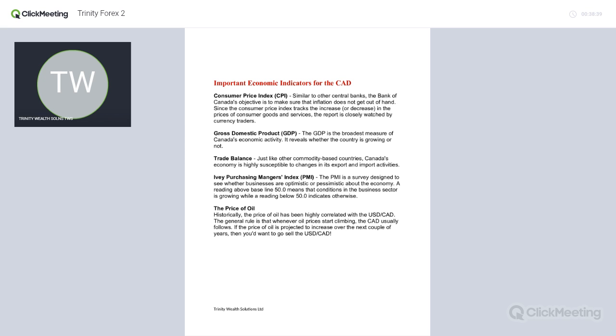Then the price of oil. Historically, the price of oil has been highly correlated with the USD/CAD. The general rule is that whenever oil prices start climbing, the CAD usually follows. If the price of oil is projected to increase over the next couple of years, then you'd want to sell the USD/CAD.